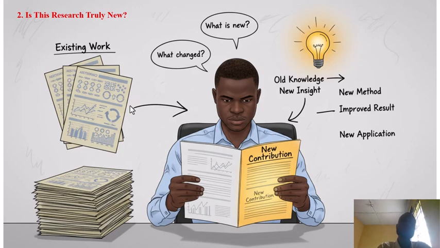But here is something many beginners misunderstand. New does not always mean something revolutionary. Sometimes novelty comes from applying an existing method in a new context, improving an existing approach, or solving a very specific problem more effectively. As a reviewer, your job is to check whether the authors clearly explain what has already been done, and what exactly they are adding. If the paper cannot clearly show this difference, then the novelty is weak.